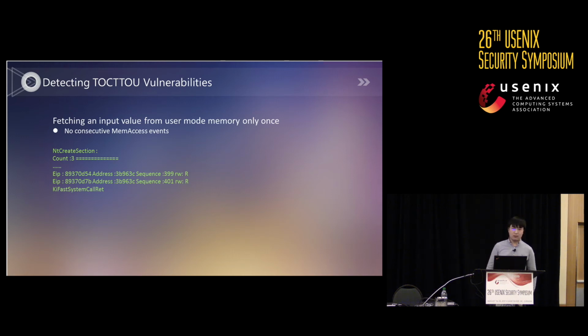So this is the event in Dr. Web antivirus software. The user address highlighted was accessed by the kernel instruction more than once. By reverse analysis, we can know that the first time the Dr. Web driver program fetched the value from the user address to check it, and the second time the driver fetched the value again to use it. Therefore, it's a typical double fetch vulnerability.